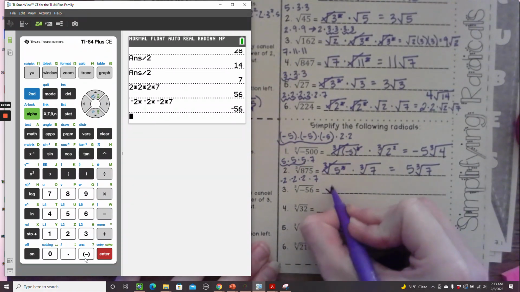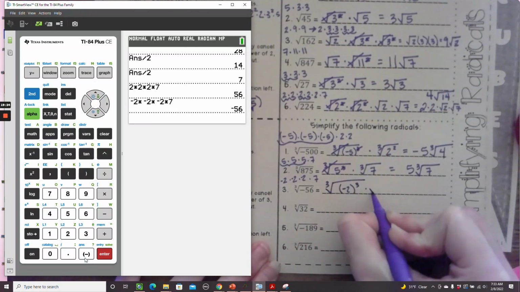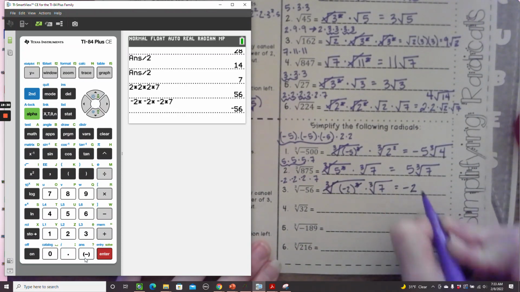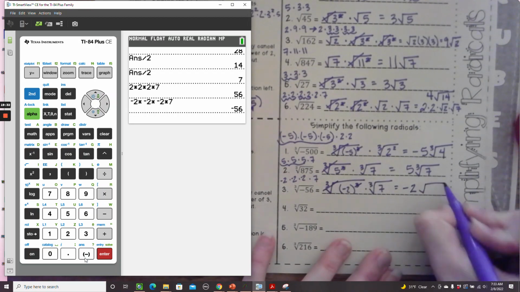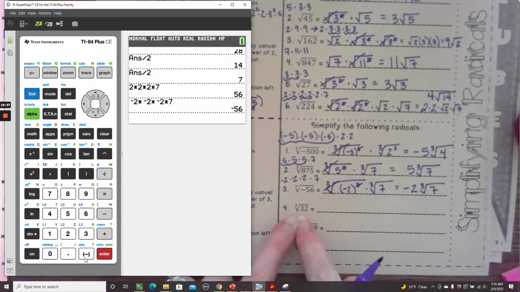Okay? Cube root of negative 2 cubed times the cube root of 7. Cube root cancels the exponent of 3, so I'm left with a negative 2, and then I just tack on the cube root of 7. All right, 32.